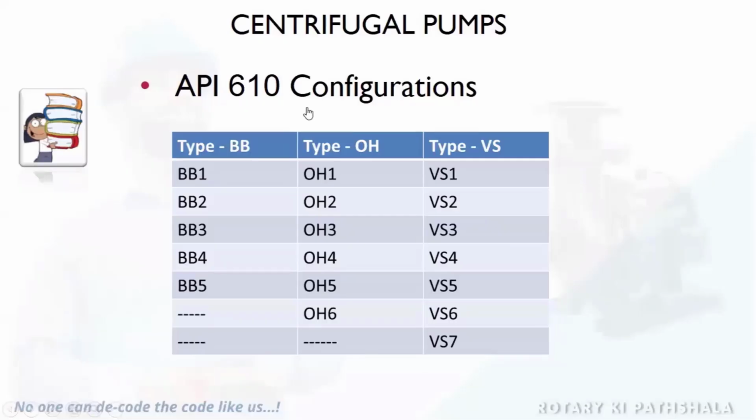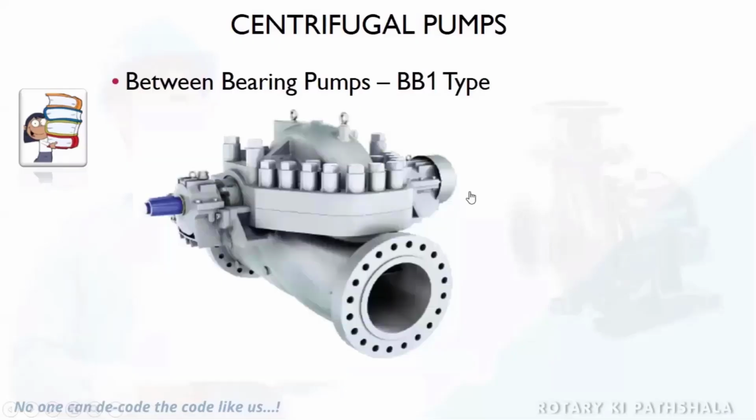610 code. Obviously, when we have different configurations, each configuration has its own benefit, and at the same time it will have some limitation from the application point of view. These are the basic configurations. Now we will see a few of the configurations which are more commonly used in the industry. The first is a between bearing pump, which is a BB1 type.